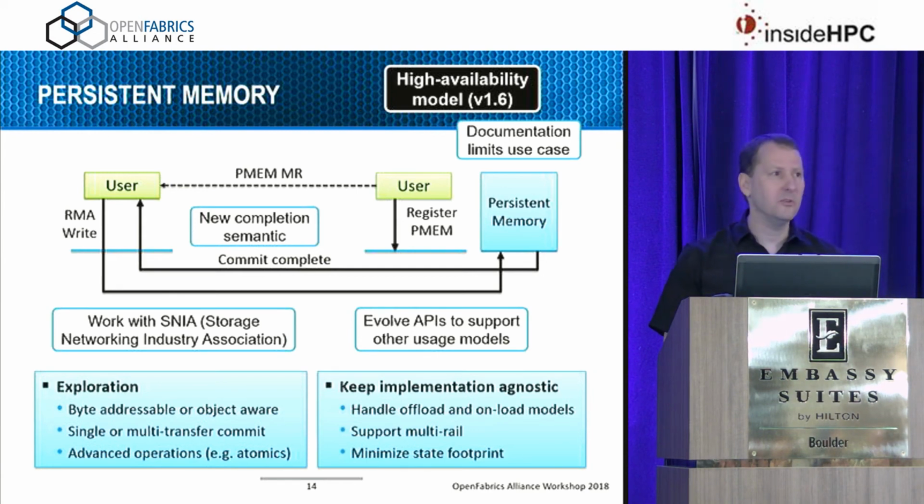Documentation, we limited the use case to basically just RMA write operations to persistent memory. But again, that's just for documentation. From the API, there's nothing that prevents, for example, atomics. Do I want to do atomic operations to persistent memory? Does that make sense?